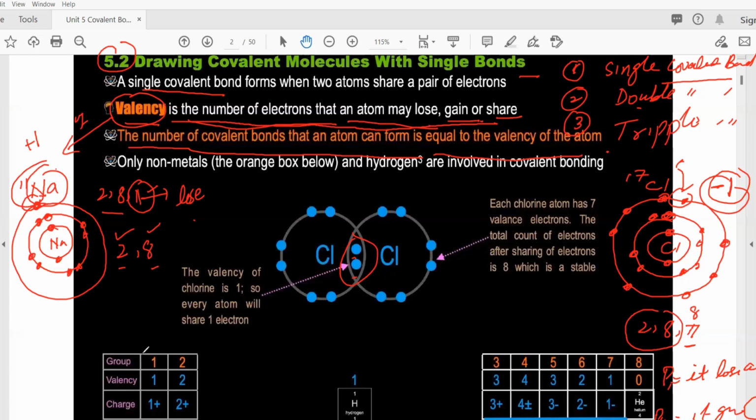For example, you see here the detail of group 1. All the atoms in group 1 have valency 1 and charge +1. All of group 2 have valency 2, meaning charge +2, like this. If you see in the periodic table. Did you get this one? Please confirm.